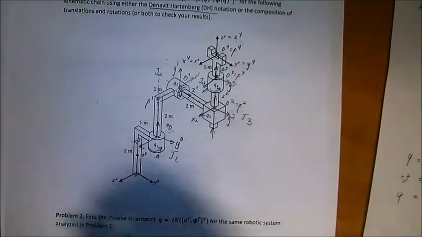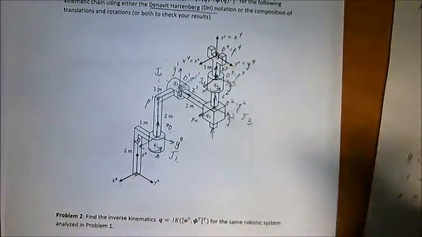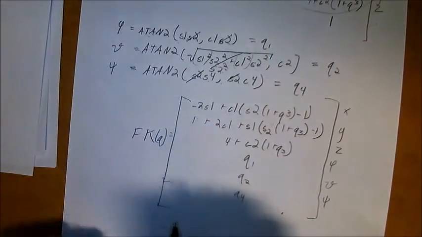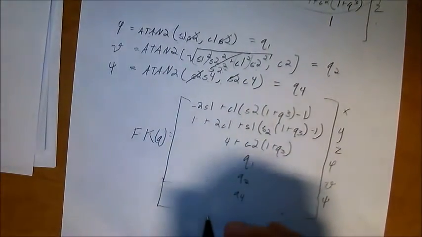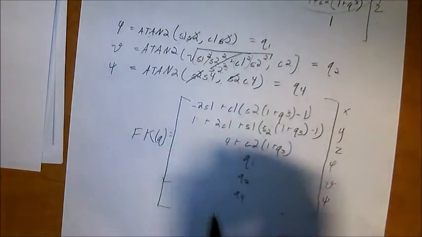Okay, so welcome back to forward and inverse kinematics. What we're going to be doing now is finding the inverse kinematics of this arm that we just found the forward kinematics vector for using DH notation. So you can go ahead and watch the previous video, part 1 of this, in order to figure out how we got the forward kinematics.